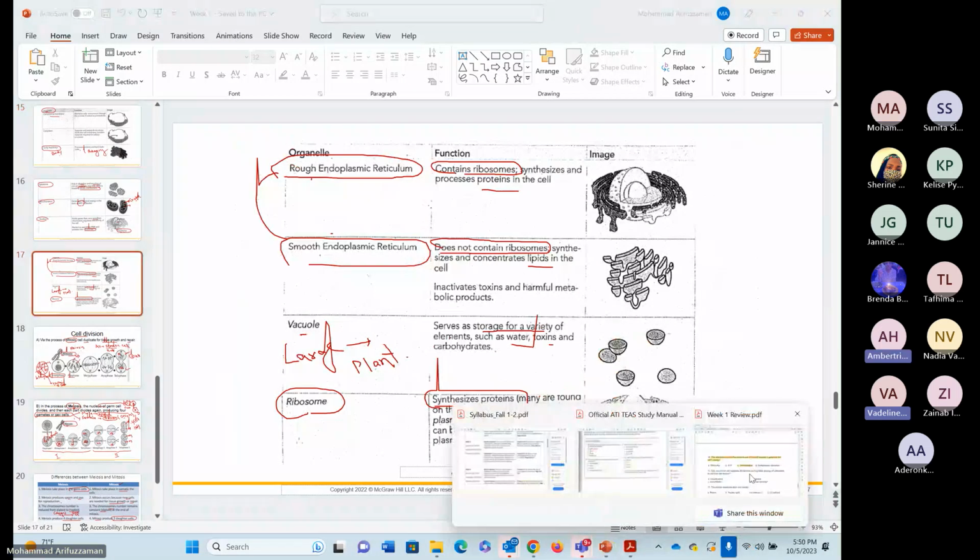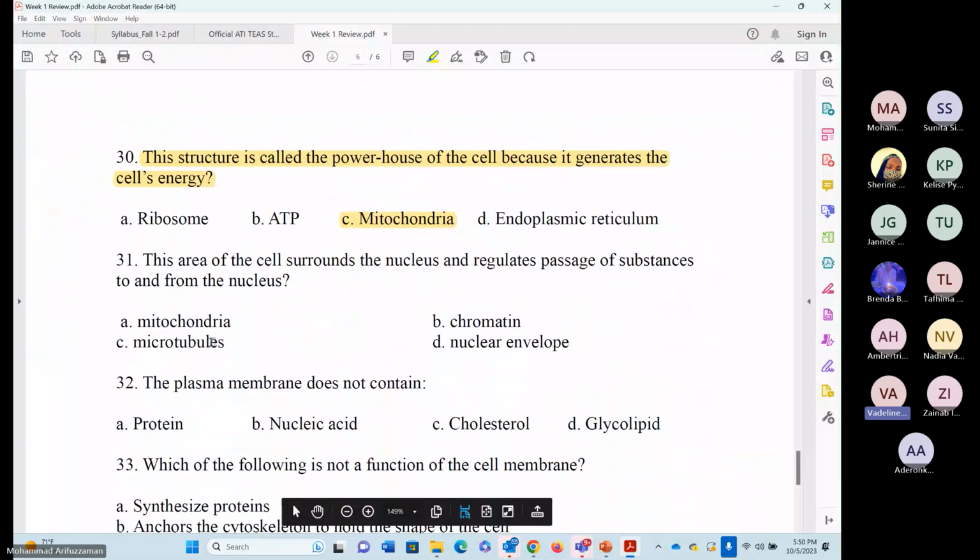Okay, good. This area of the cell surrounds the nucleus and regulates the passage of substances to and from the nucleus. Nuclear envelope. Yes, the nuclear envelope surrounds the nucleus, and substances pass through it to and from the nucleus.